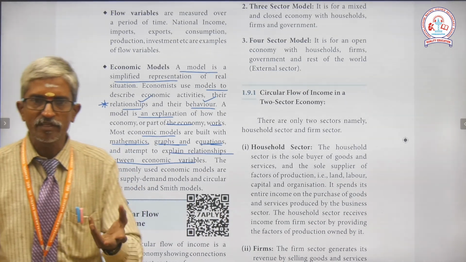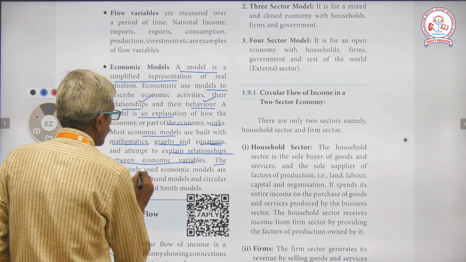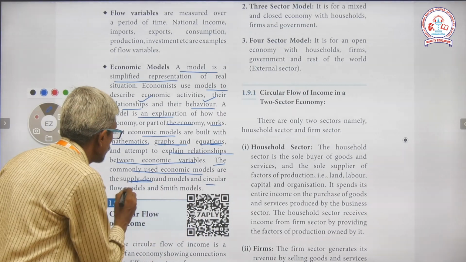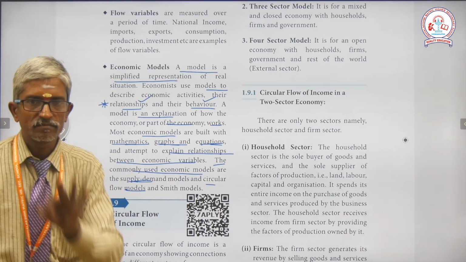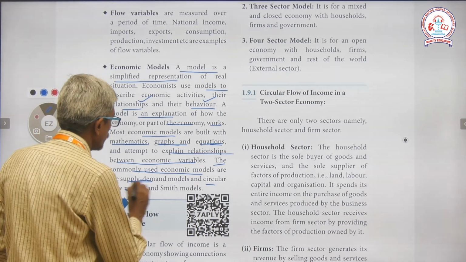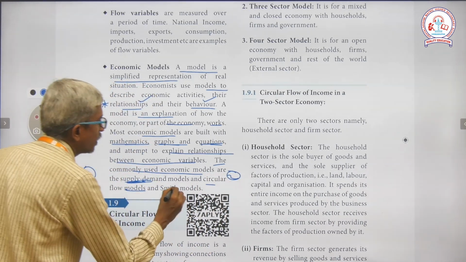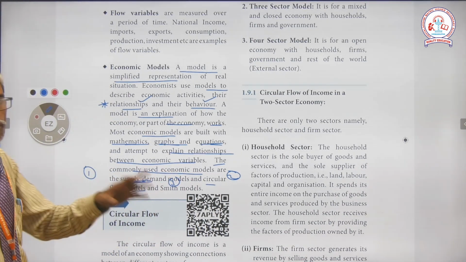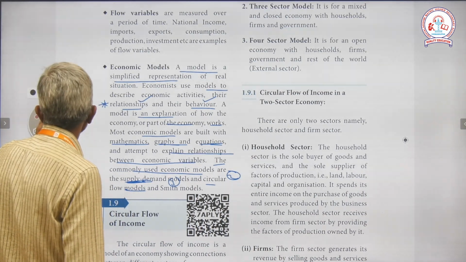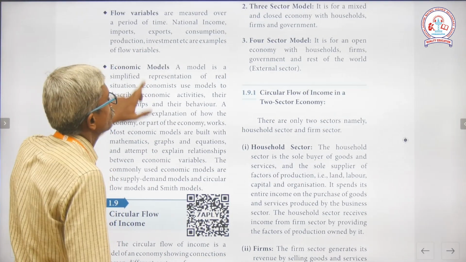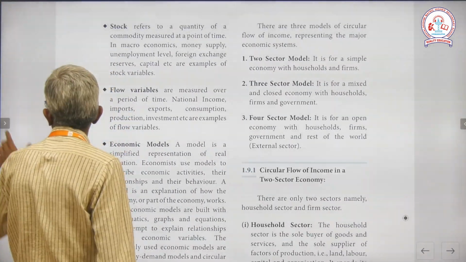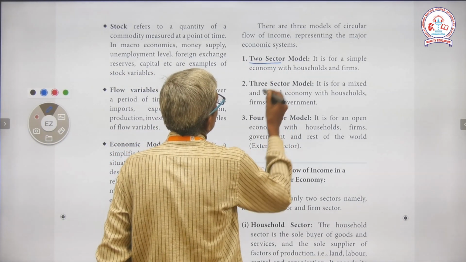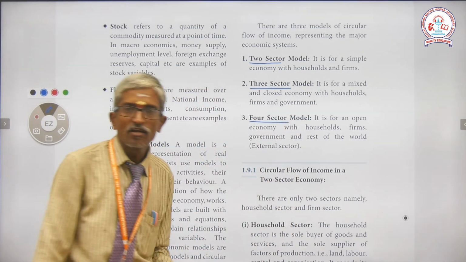We know what variables we use. Clear? The commonly used economic models are, number 1, supply and demand, number 2, circular flow model, and number 3, Smith model. Okay, in continuation to this, what are the circular flow models? They are of 3. Totally, they are of 3. So what are the 3? Here in the same page, page number 11, we have a very clear explanation for it. First one is 2 sector, number 2 is 3 sector, and number 3 is 4 sector model.